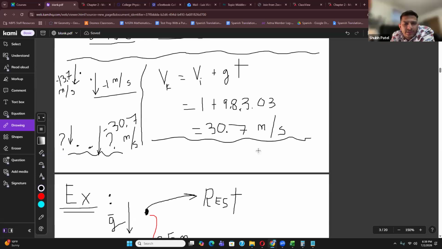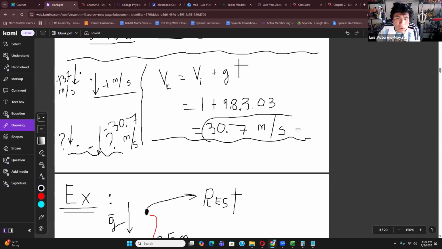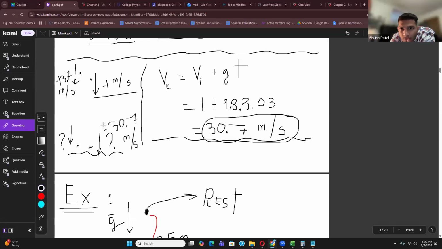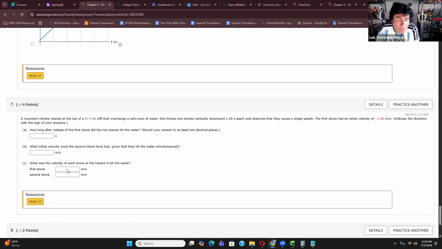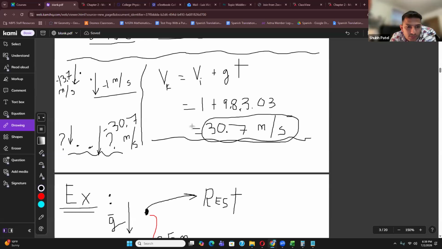Can you explain why it is negative? Because if gravity is pulling it down, wasn't gravity positive? So how come the velocity is negative? The magnitude is positive. That's what we get. But the direction is still going down. Since the velocity is still going down, right here, negative 30.7. Okay. All right.